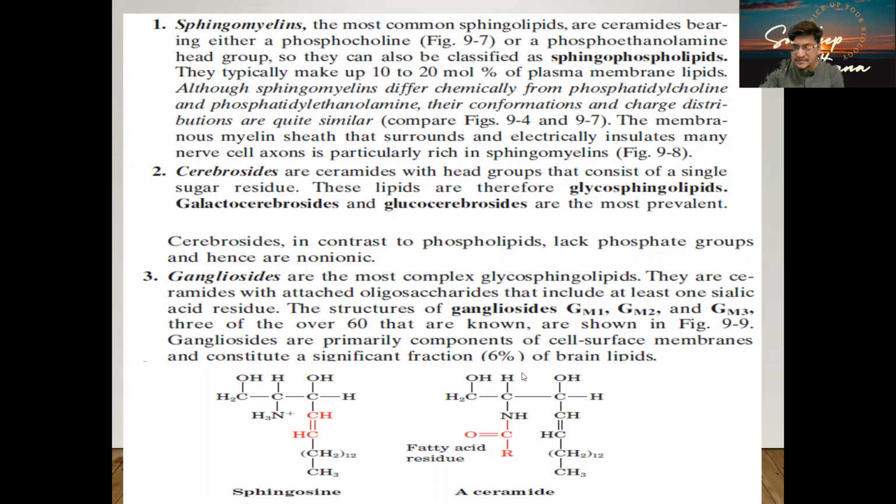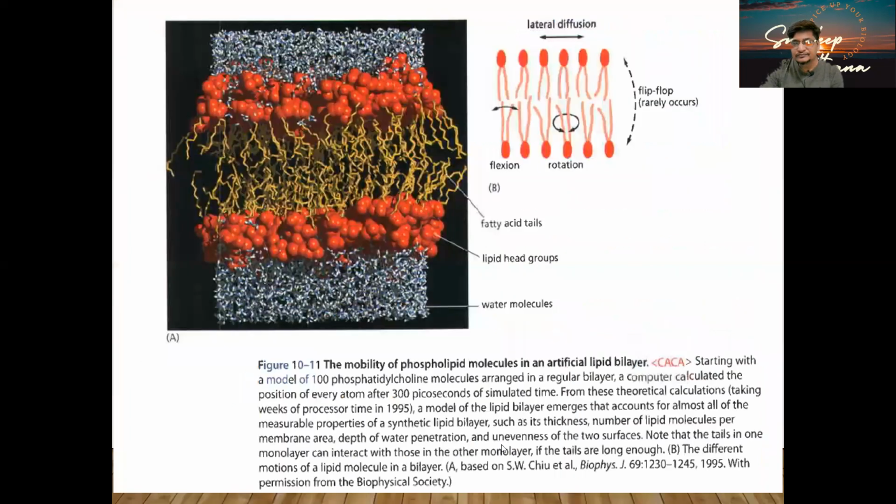Especially the lipids found in the brain, they have a significant fraction, around 6% of the total lipid found in the brain. And you can see, just make out the structure. This is the sphingosine, and this is going to be your ceramide. If you see this is sphingosine and ceramide, you can easily make out the differences.